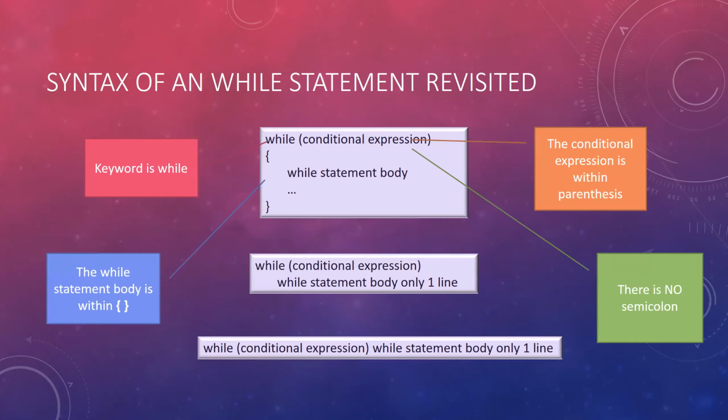Okay, so while loop summarized. While is our keyword. Opening and closing curly braces delineate our loop body. And there is no semicolon. So if you look at that while condition, we will have semicolons on the statements in our loop body, but we won't have a semicolon on the while statement itself.